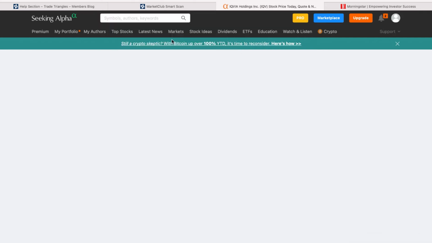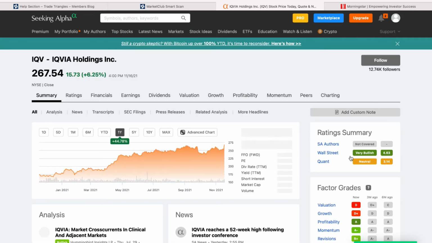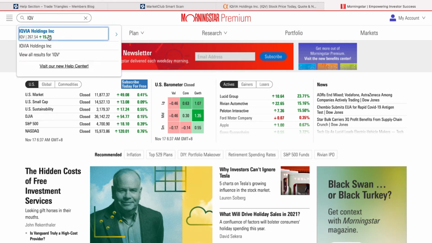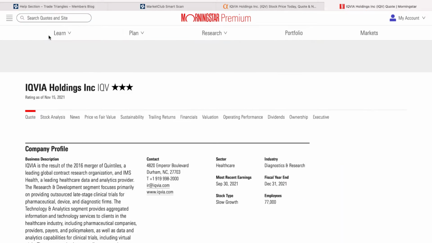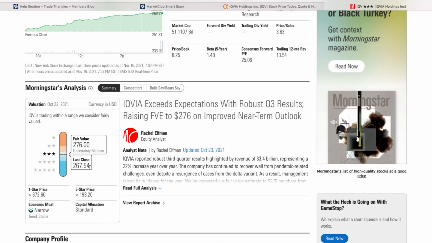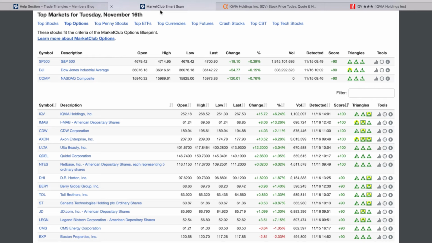Take a look and see what Seeking Alpha says. It's not covered by authors. Wall Street is very bullish, and Seeking Alpha has this quant rating, neutral. Okay, then I'll just go to Morningstar and type it in and see if there's any research on it. Three stars. Based on Morningstar, the fair value is 276, last close 267. Not too bad, can consider. I'll just put it in one of my lists.